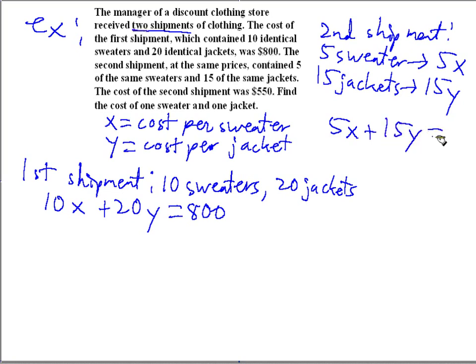The total cost there is going to be what? Cost of the second shipment was what? 550. So $550, as you can see. Okay? So we get these 2 equations here. Now, once we get these 2 equations, it's a matter of solving them, right?